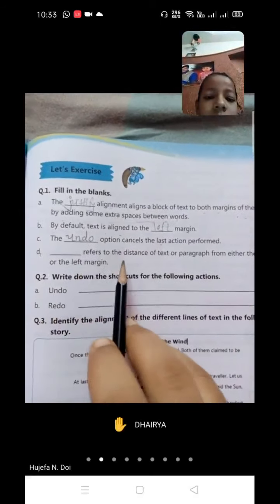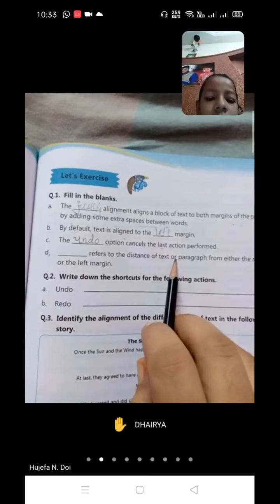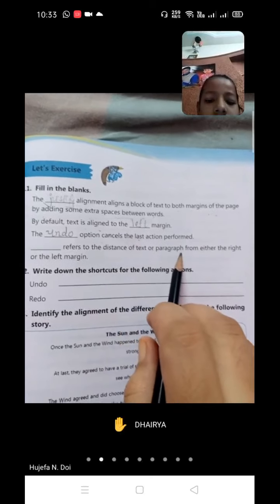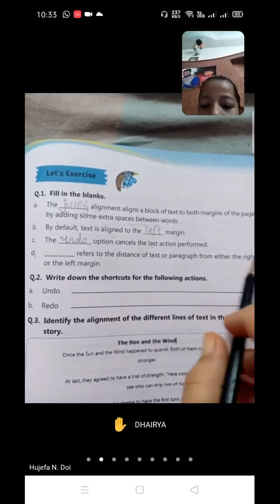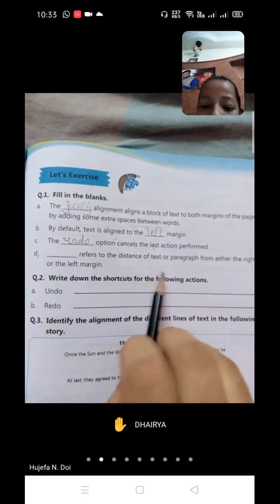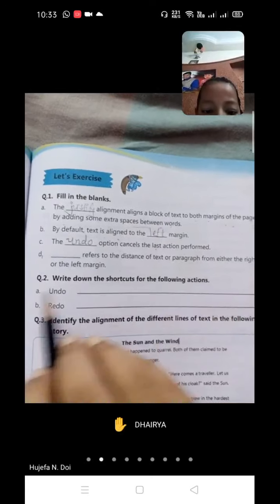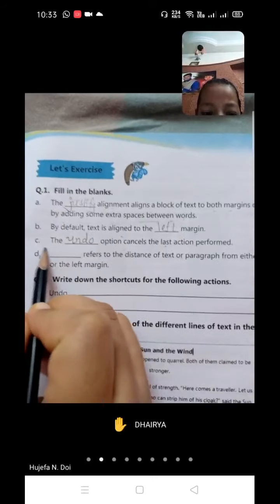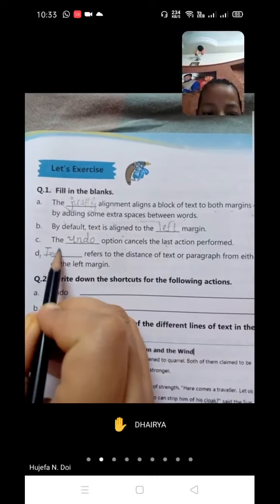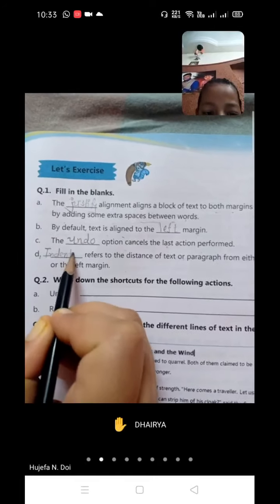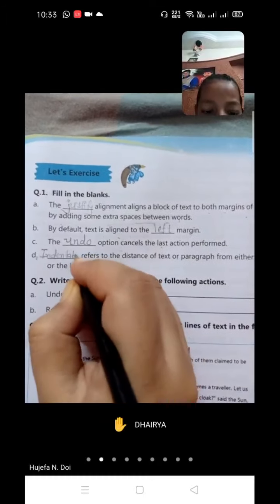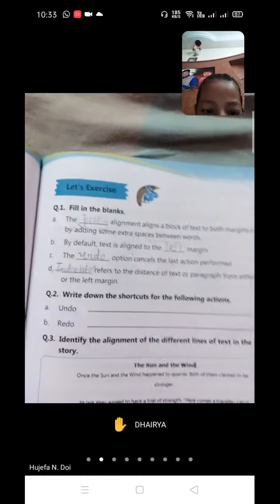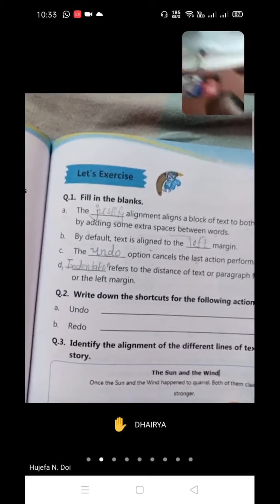Blank refers to the distance of text or paragraph from either the right or the left margin. Text का distance बताने के लिए use होता है. That is indentation. Answer is indentation.